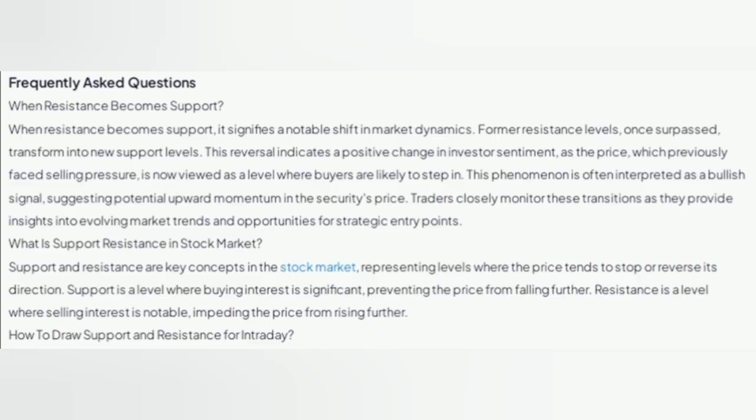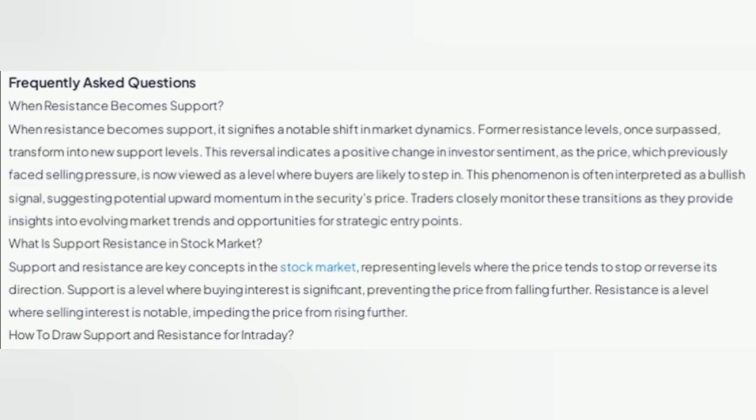What is support resistance in stock market? Support and resistance are key concepts in the stock market, representing levels where the price tends to stop or reverse its direction. Support is a level where buying interest is significant, preventing the price from falling further. Resistance is a level where selling interest is notable, impeding the price from rising further.